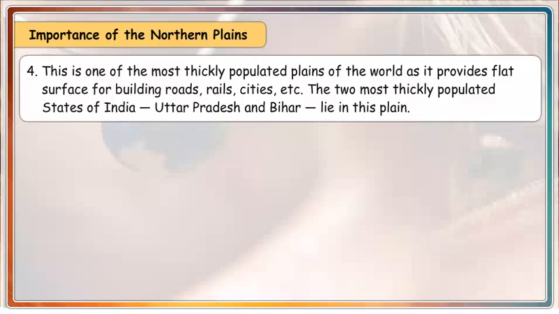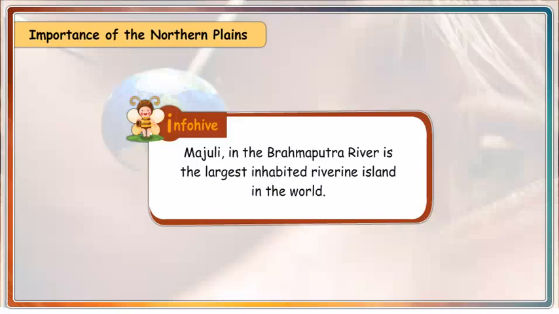Fourth, this is one of the most thickly populated plains of the world as it provides flat surface for building roads, rails, cities, etc. The two most thickly populated states of India, Uttar Pradesh and Bihar, lie in this plain. Info Hive. Majuli in the Brahmaputra River is the largest inhabited riverine island in the world.